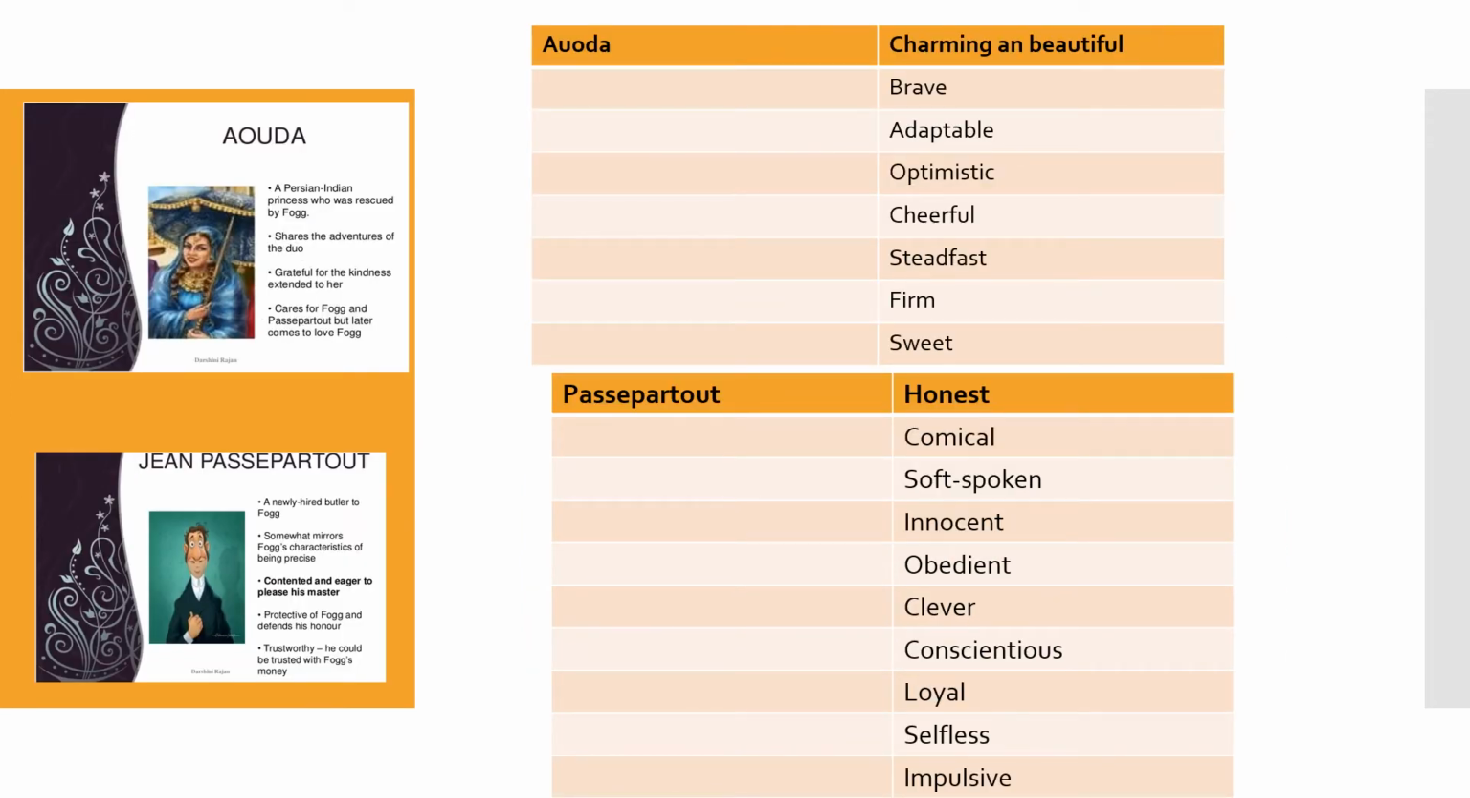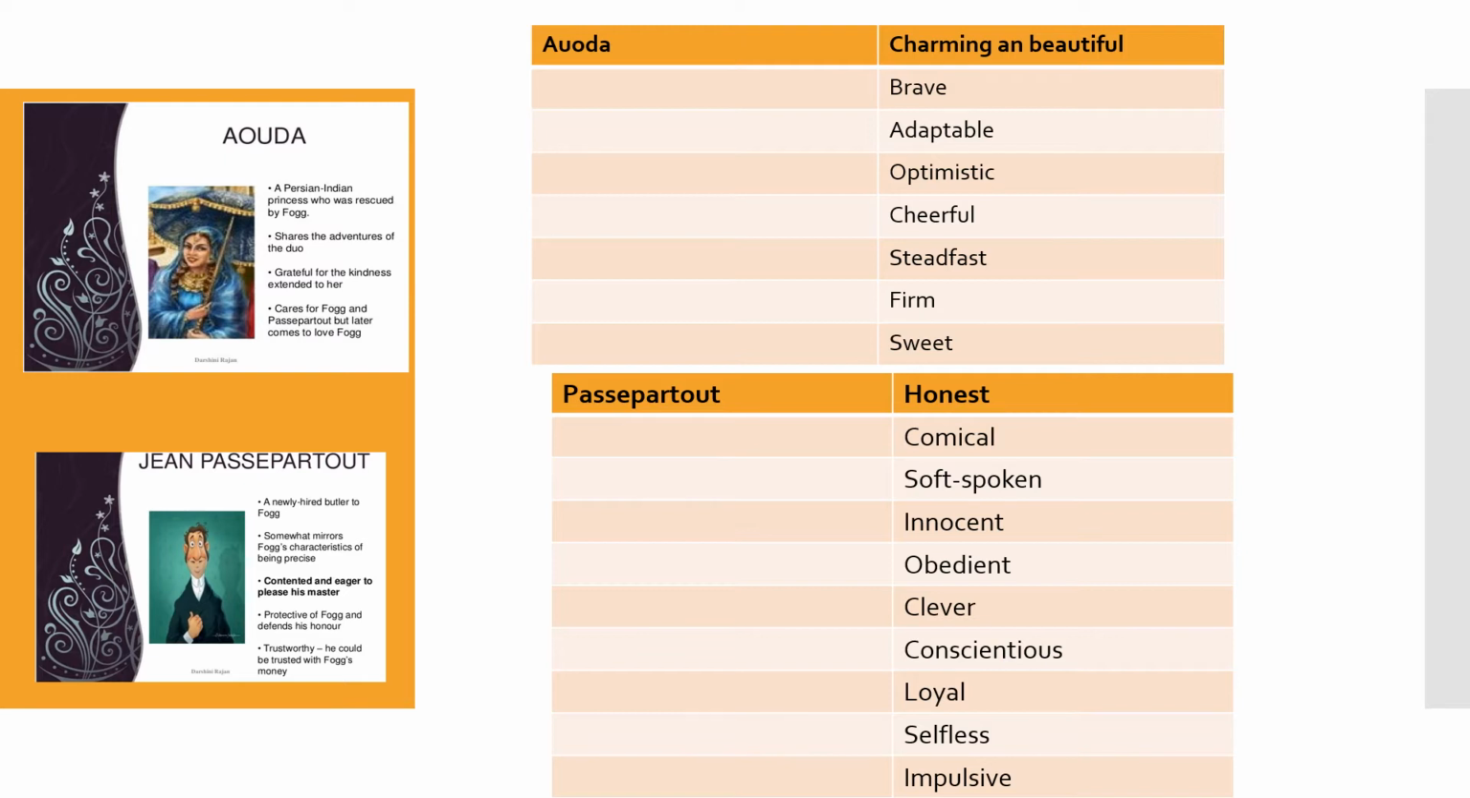The next character traits of Auda, who's charming and beautiful, brave, adaptable, optimistic, cheerful, firm, sweet, and steadfast. The third one, Passepartout, who is the valet and a newly hired butler to Fogg. His character traits are honest, comical, soft-spoken, innocent, obedient, clever, conscious, loyal, selfless, and also impulsive.